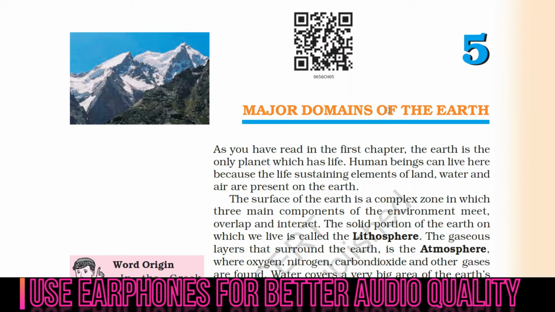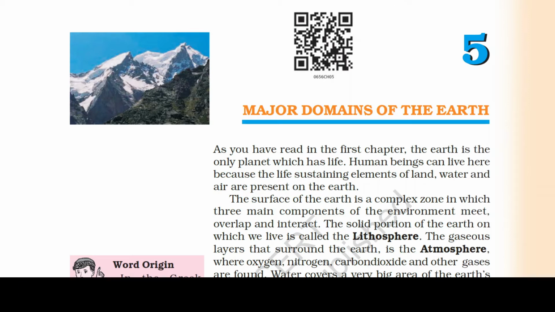As you have read in the first chapter, the Earth is the only planet which has life. So previously you must have learned that Earth is the only planet where life is possible. Human beings can live here because the life sustaining elements of land, water and air are present on the Earth. So we need water, air and land for our survival. As all these are present on the Earth, life is possible here.